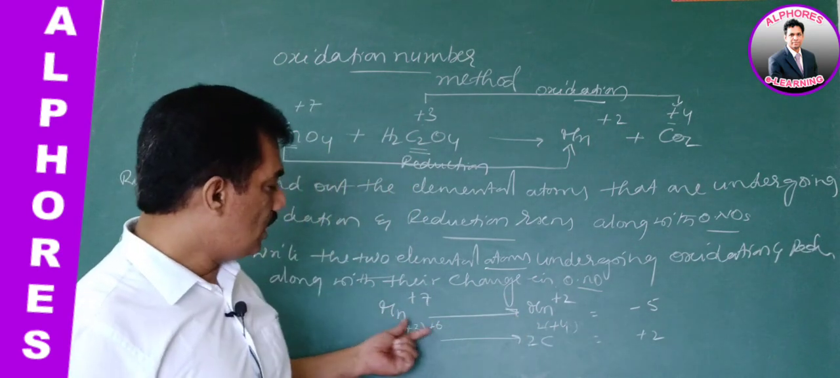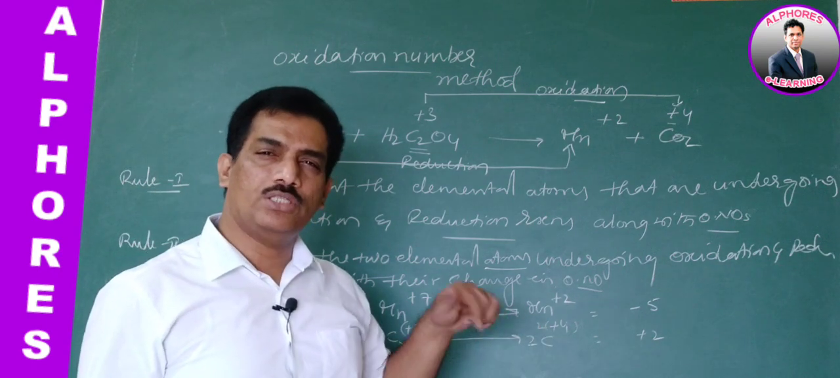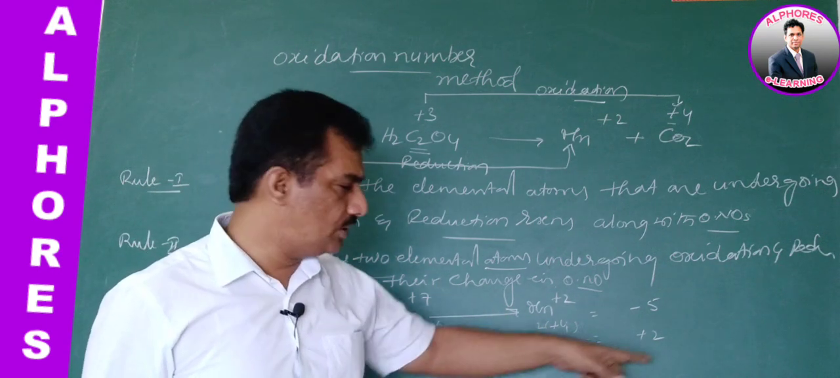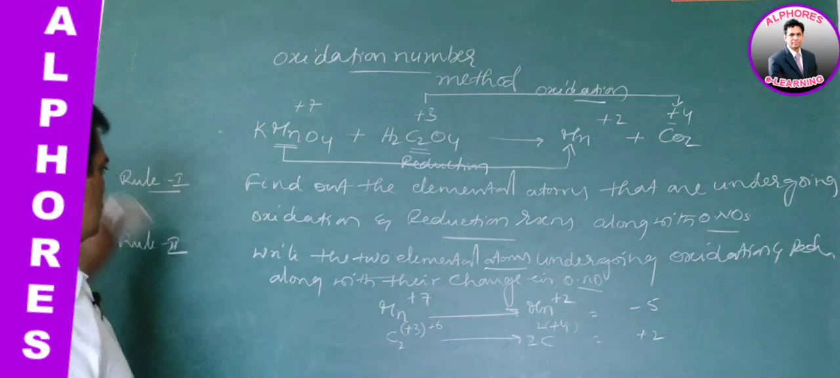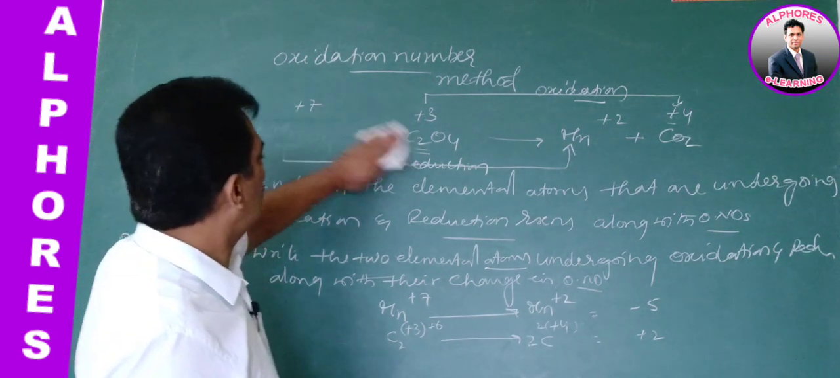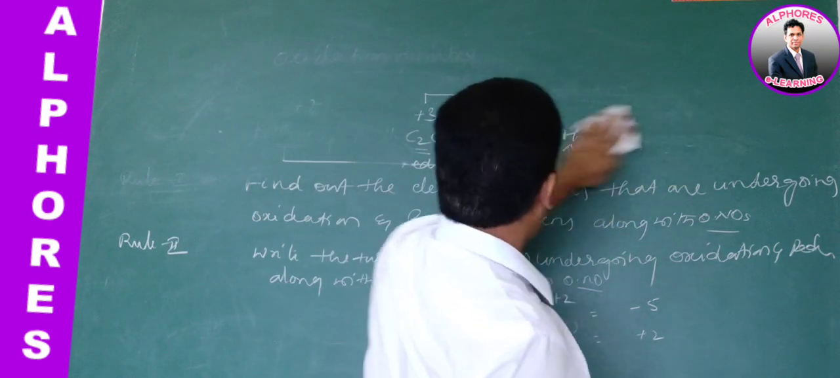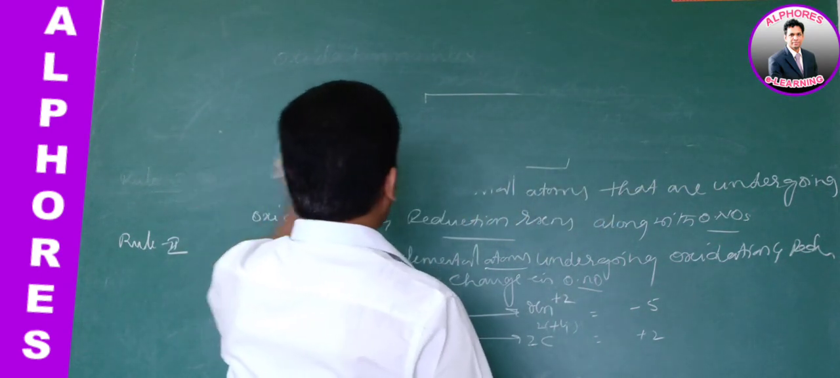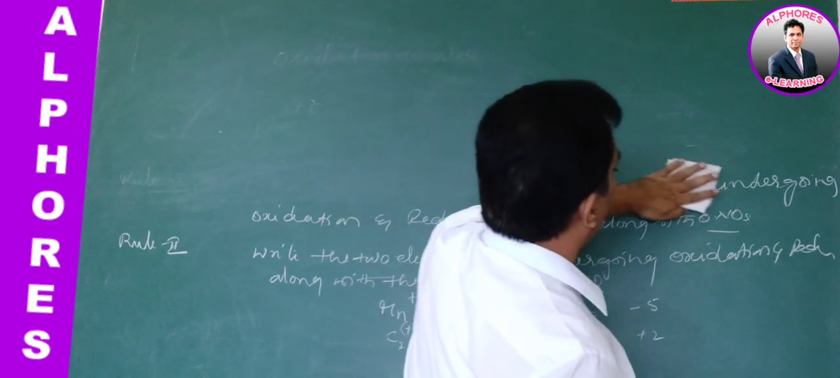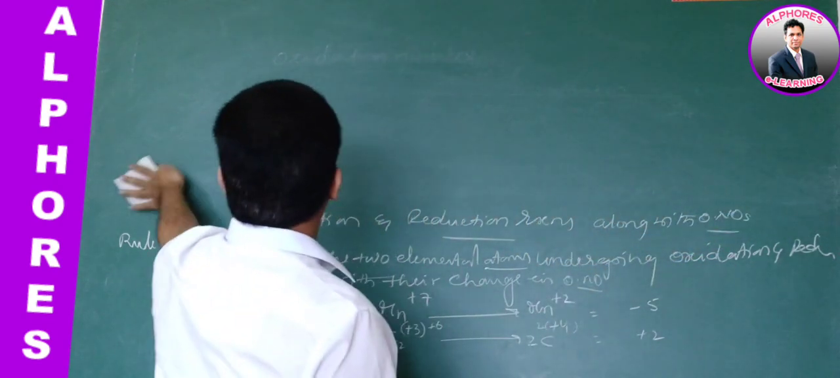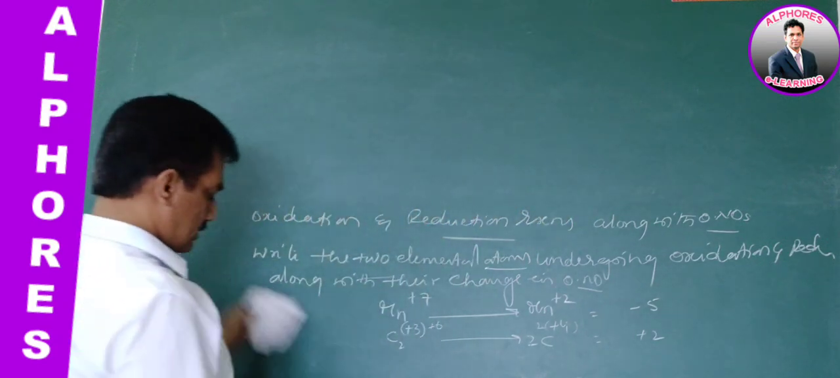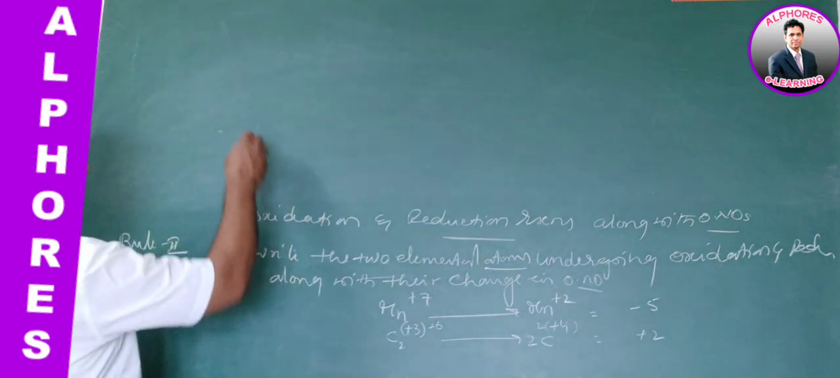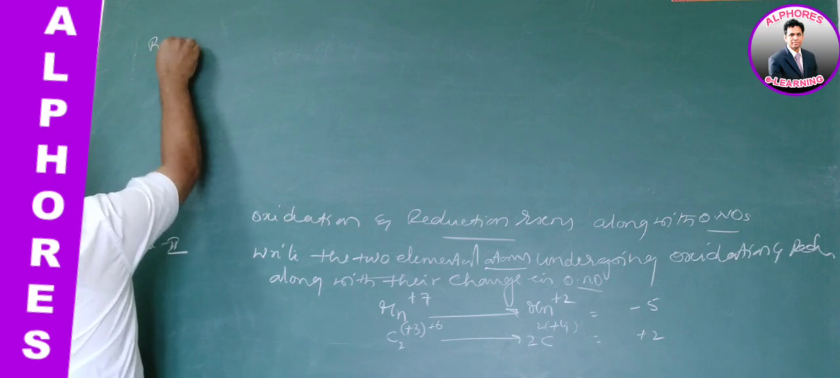And now the total oxidation state change in all these carbon atoms from this state to this state is 2. That is what the second rule is. And now we have to go for the third rule. As per the third rule, balance the changes in oxidation number by multiplying with a suitable number. It is nothing but rule number 3.